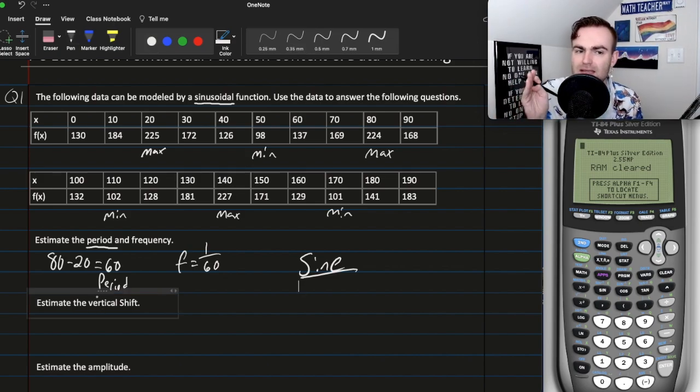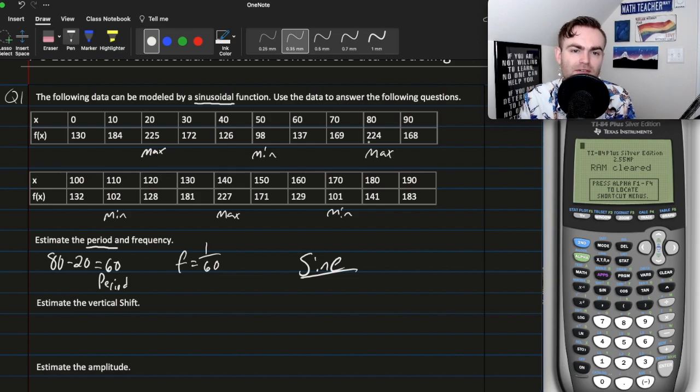Before, we would take the max and the min, add them and divide by 2. But look at our values. We have a max of 225, a max of 224, and a max of 227. And we have minimums of 98, 102, 101. So how do we find that? Typically, I'm not going to lie to you, what I would typically do is pick the first two and go from there.